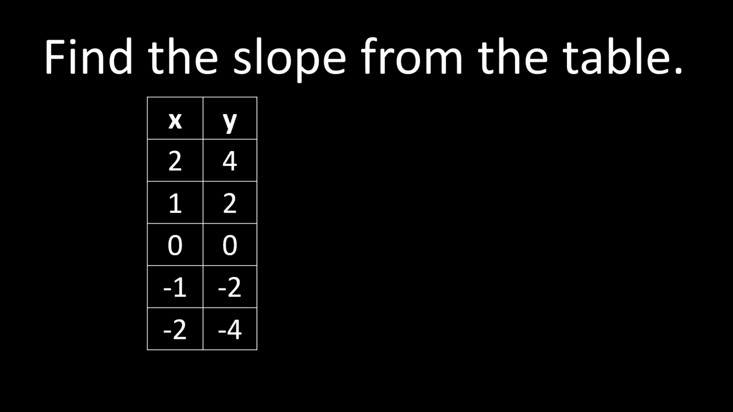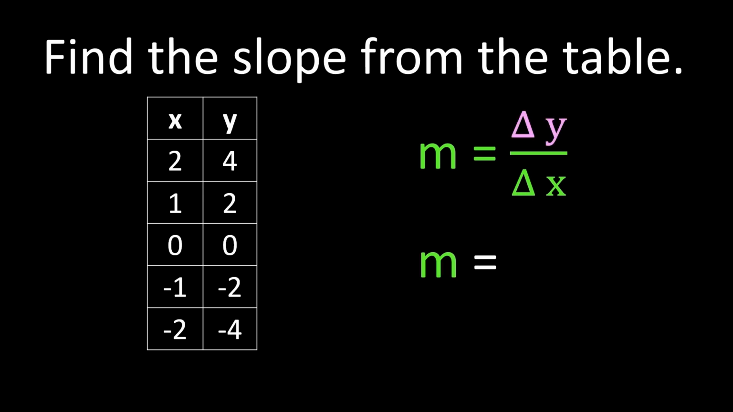The values in this table are ordered pairs that are on a line, and we're going to find the slope of that line from the information in the table. And we're going to use the fact that slope is equal to the change in y over change in x. And we're going to start by determining our change in y. I'm going to be looking at the first 2 points in our table, and my y values change from 4 to 2. That's a decrease of 2, so my change in y is negative 2.